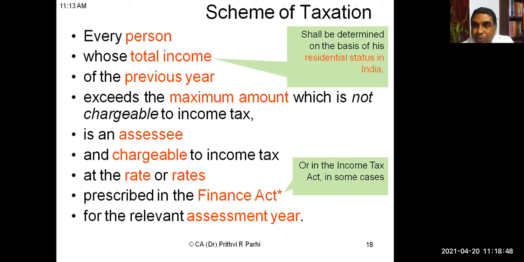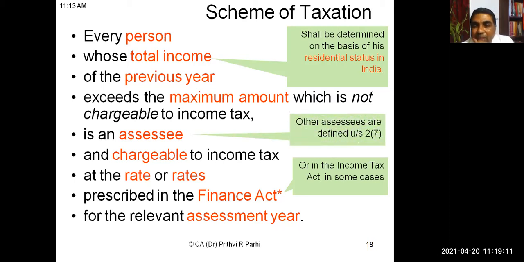But there are a few rates which are called special rates, which are there in the Income Tax Act itself. Like 30% will be levied as tax on lotteries, or long-term capital gain in some situations 20%. So like this, there are a few rates which are there in the Income Tax Act itself. So rates are prescribed in the Income Tax Act as well as in the Finance Act.